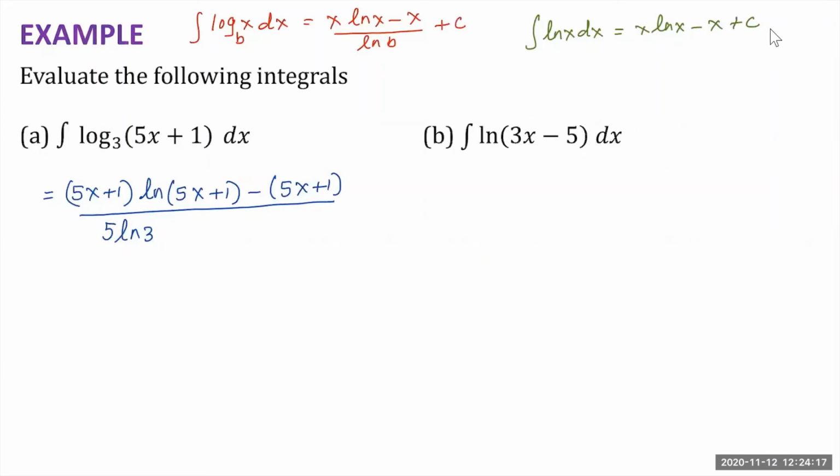After we apply the formula, we have to divide by the derivative of the inside function, which will be 3. So if I use that, it will be x log x. X is 3x minus 5. 3x minus 5 natural log of 3x minus 5. Then minus x. Minus, in place of x, we have 3x minus 5. And then we have plus c. But we have to divide this by the derivative of the inside function. The derivative of the inside function is 3. So that is the answer for the second part.